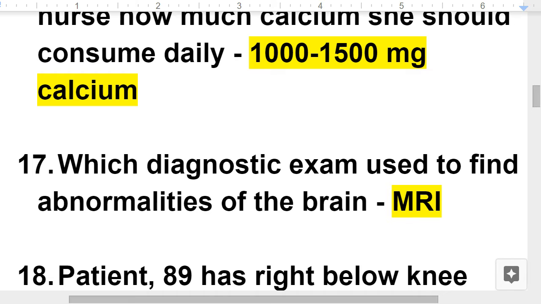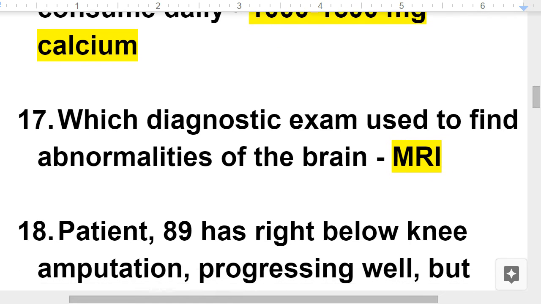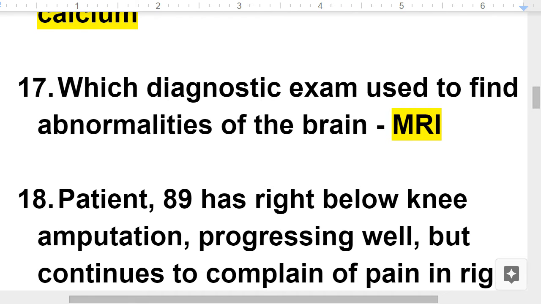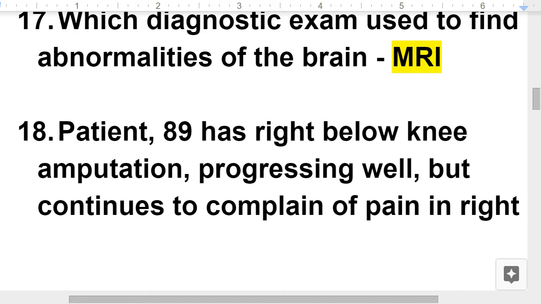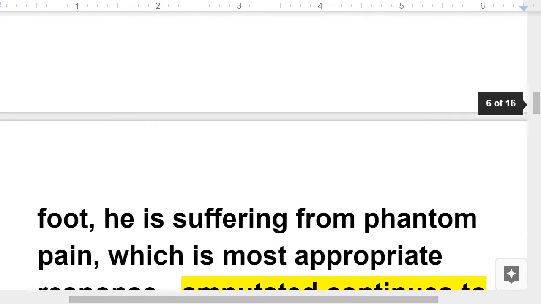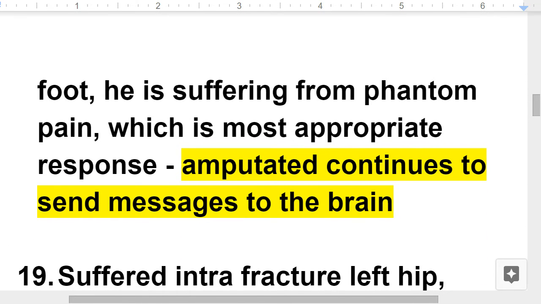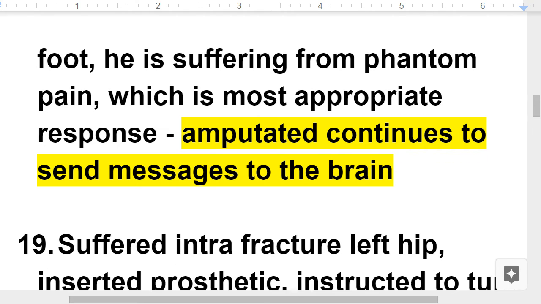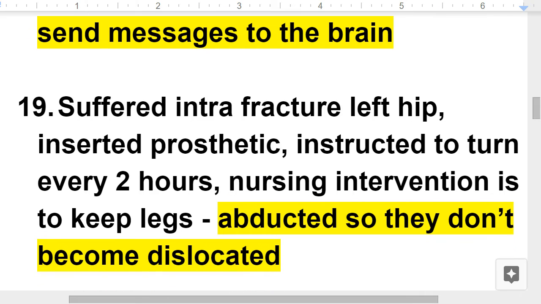Which diagnostic exam is used to find abnormalities of the brain? Brain MRI. Patient is 89, has a right below the knee amputation, progressing well, but continues to complain of pain in the right foot. He is suffering from phantom pain. The more appropriate response: the amputated limb continues to send messages to the brain.